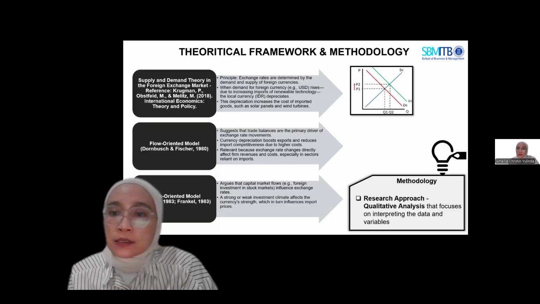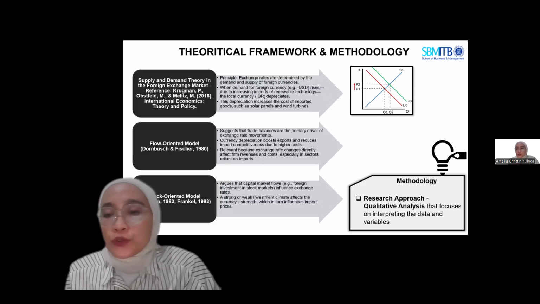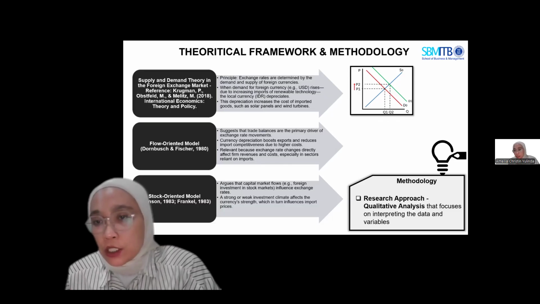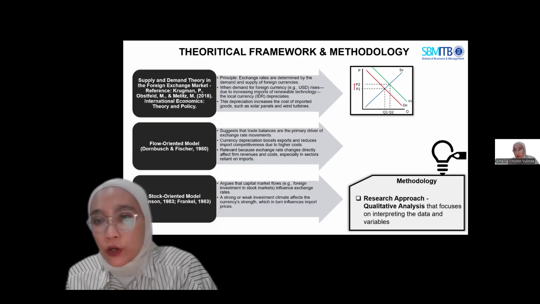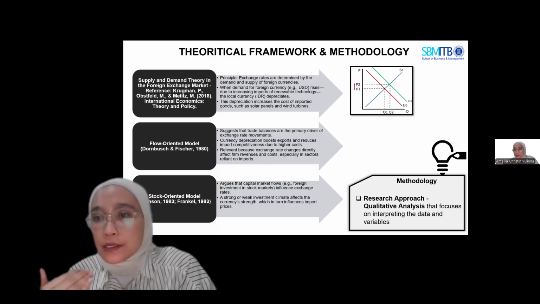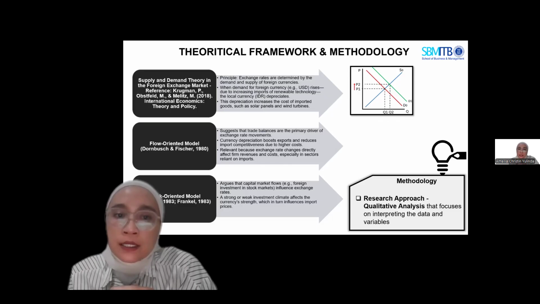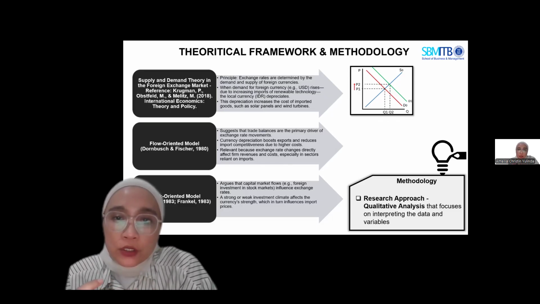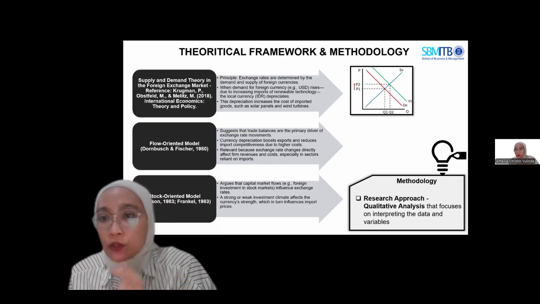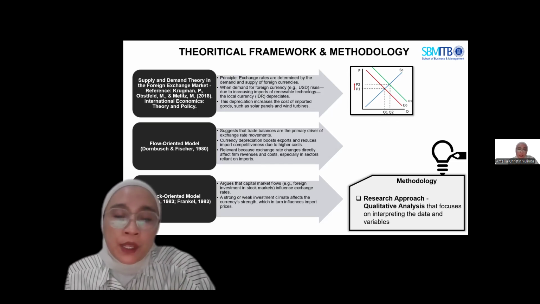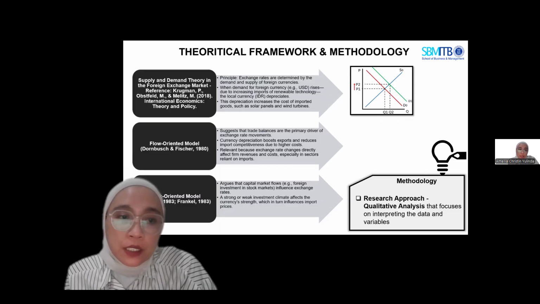That's why the side diagram shows the demand curve shifting from D0 to D1, but the supply is still not adjusted. That's why the dollar will increase and the rupiah will depreciate. This depreciation increases the cost of imported goods such as solar panels, wind turbines, and anything related to renewable technology. And the second theoretical framework is the flow-oriented model.